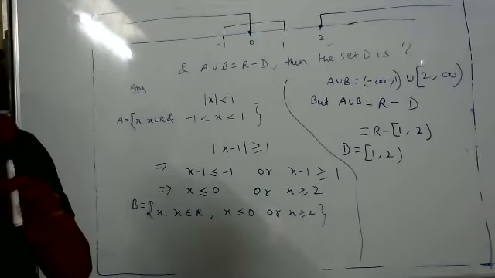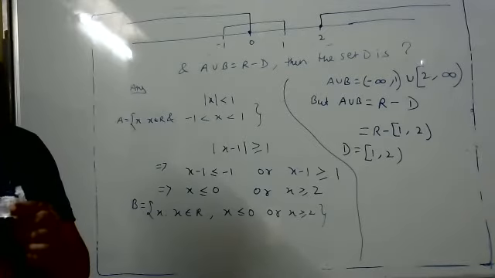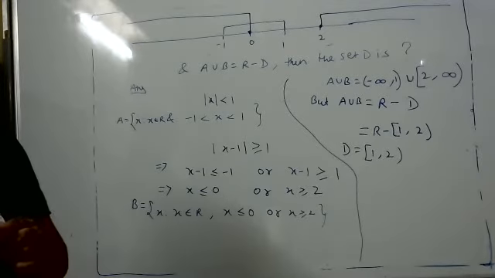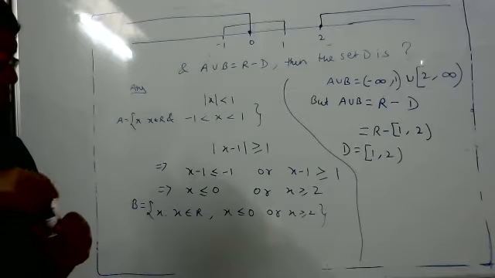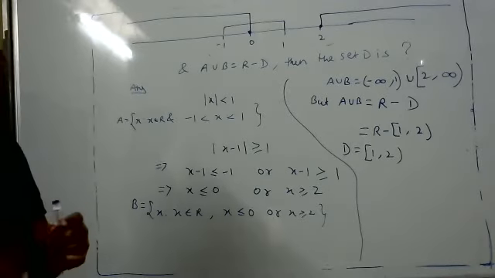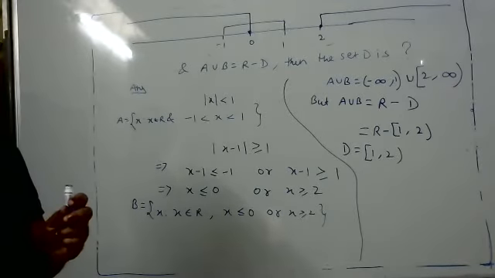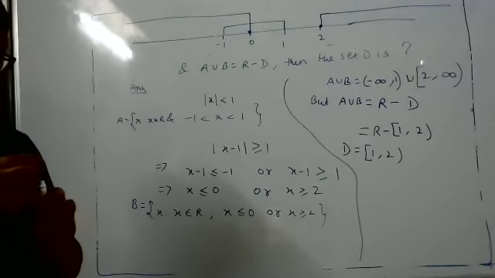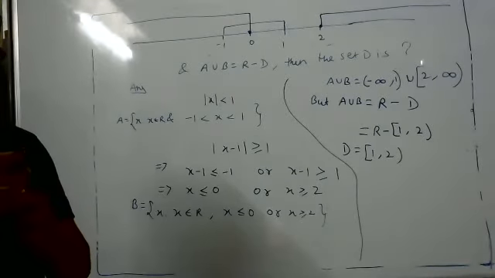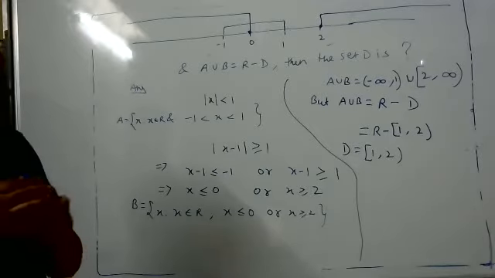Sir, could you please explain half of it again? Like from where you've written B equal to x such that x belongs to real numbers, I didn't understand from there. Okay. Have you copied? Doing that, sir. Copy, then I will explain.